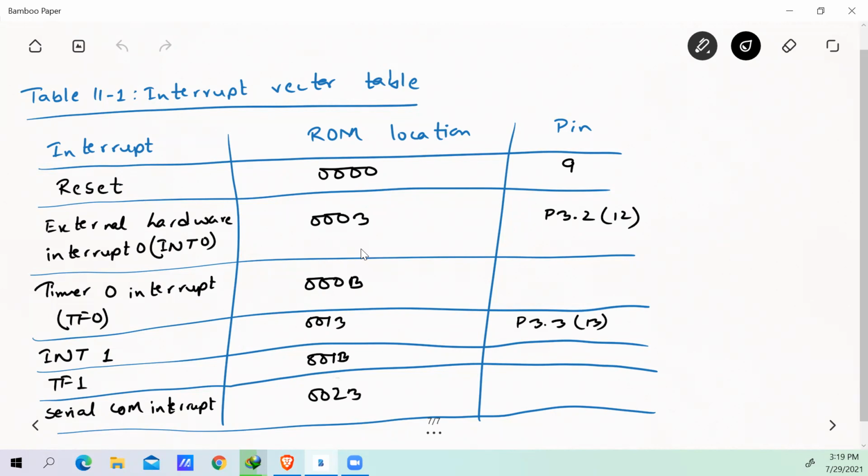It will jump to this location, isn't it? 000B. Then whatever instruction is stored in this address onward, 000B onward, those instructions will be executed by the microcontroller, right? Then again, it will get back to whatever it was doing. Are you getting this idea at least? Yes, sir. I hope so.